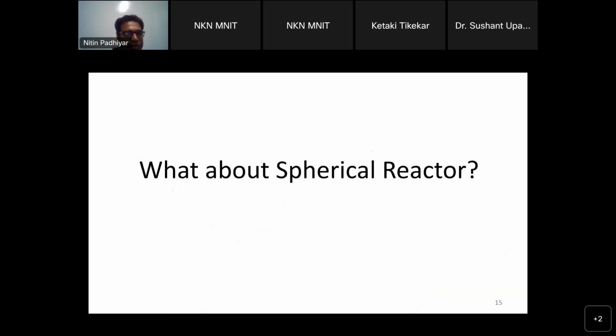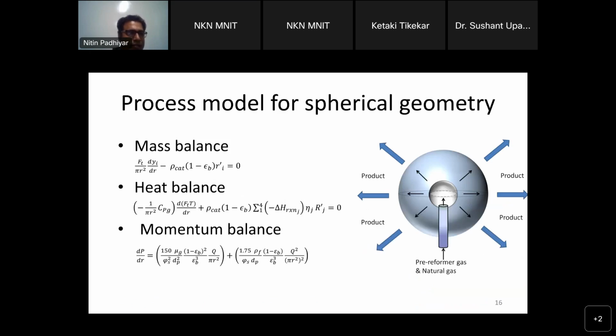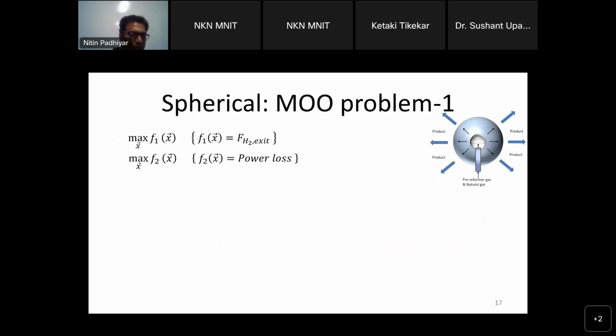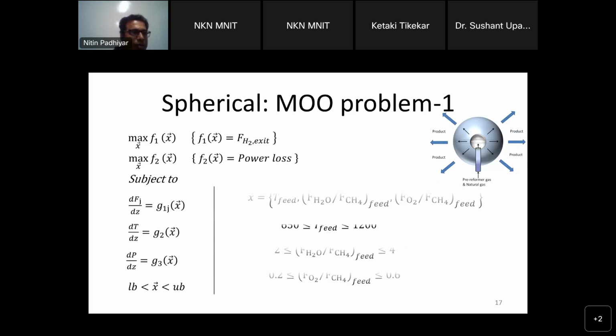What about the spherical reactor? So we did that. Again, you can write down the fundamental equations that we learn in our four-year undergraduate program. If you sit down quietly and go through that, you'll be able to understand this quite nicely. I'm not going to discuss that, but people have developed this. This time, we solved the same three problems: multi-objective problem one, which is hydrogen maximization and power loss minimization, and the same constraints. Only the equations will be different.